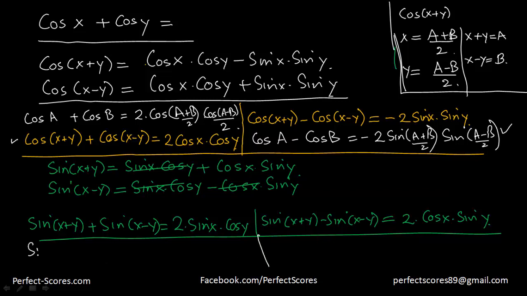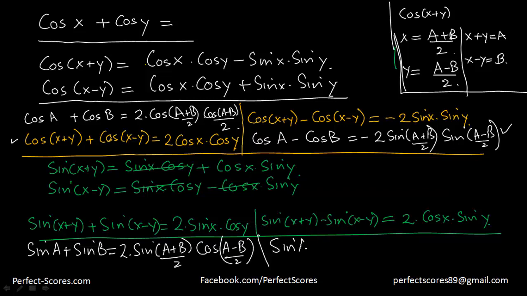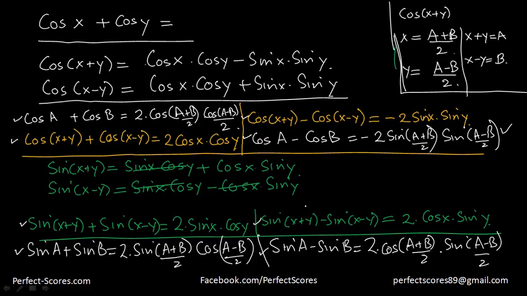Now if we try to use this, in this case sine of a plus sine of b is going to be equal to 2 times sine of (a plus b)/2 and cosine of (a minus b)/2. And in this case sine of a minus sine of b is going to be equal to 2 times cosine of (a plus b)/2 into sine of (a minus b)/2. So all these expressions which are written here are very, very, very important.